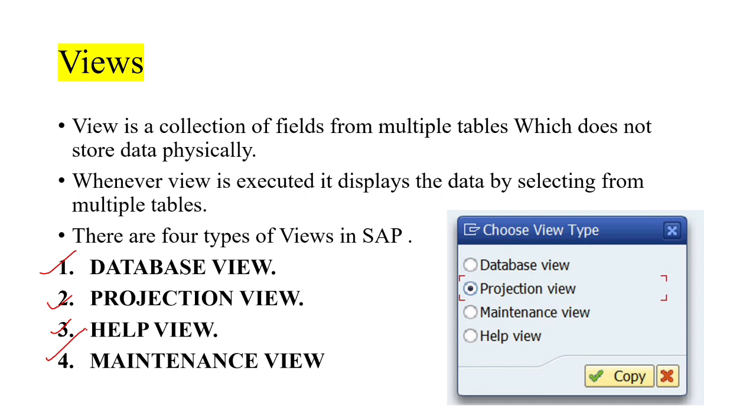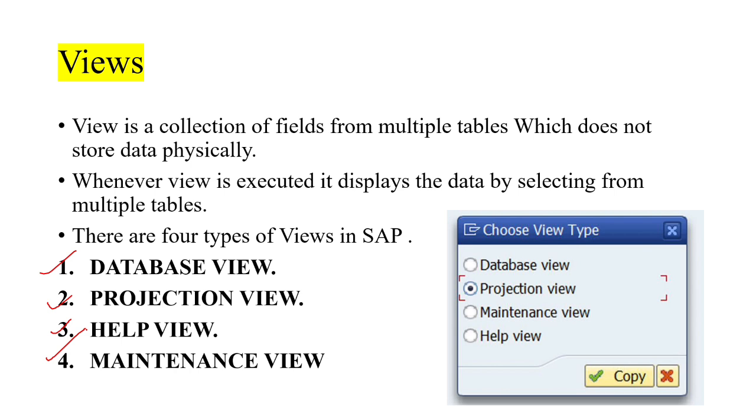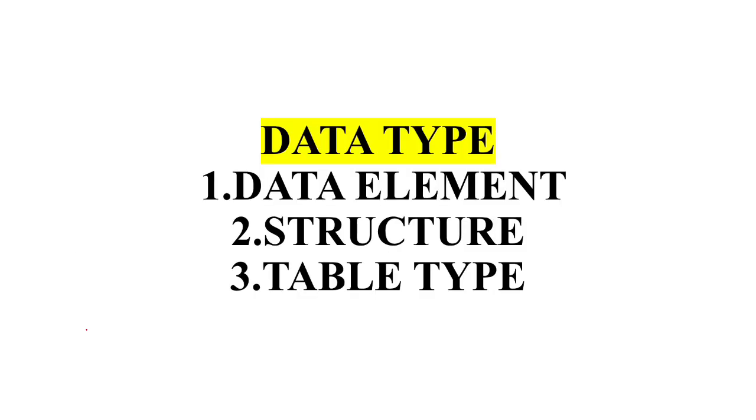Whenever a user clicks on a view, it gets executed. It displays the data by selecting from multiple tables, but it does not store the data physically. We have already seen all these views and the tables in the previous lectures, so here we will not discuss them in detail. The third object type is data type, which includes data elements, structures, and table types.